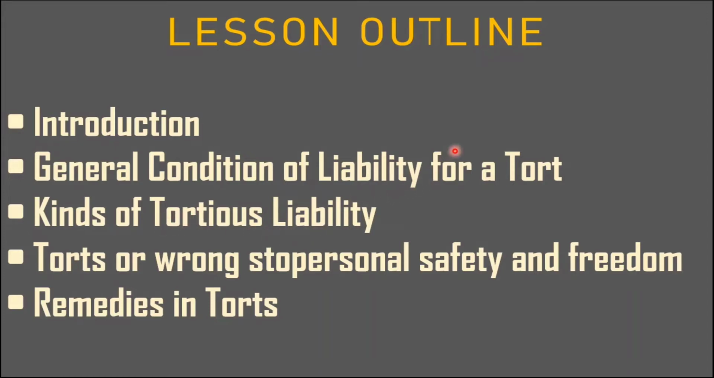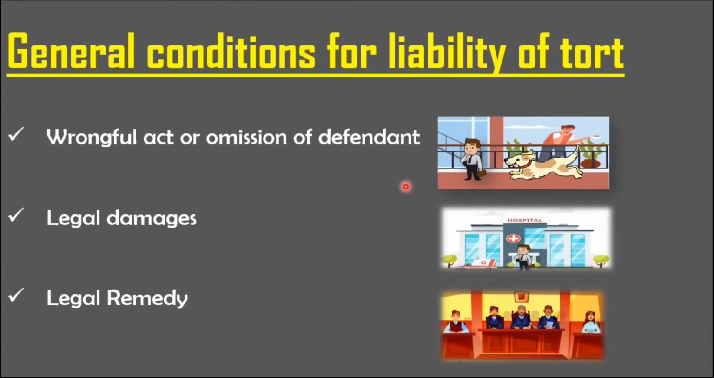So now, without any further delay, first of all, let's do a quick revision of what we did in the previous lecture. In the previous lecture, we discussed an example of C and his dog, in which C was hurt by the dog of Mr. A, and Mr. A had to pay damages to Mr. C in order to compensate Mr. C's treatment in the hospital. So what were the general conditions for liability of a tort? The first is a wrongful act or omission of the defendant. The second is that there must be legal damage in terms of law, and there must be a legal remedy.